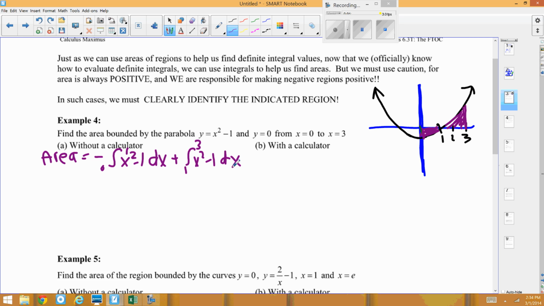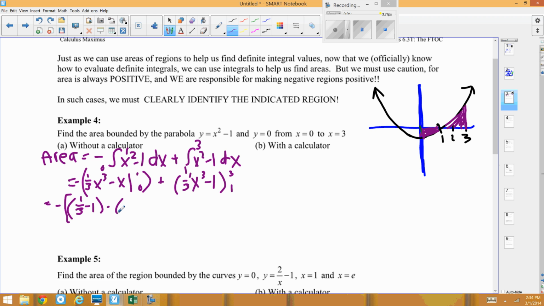Okay, so then you just do what we did the other day. You find the antiderivative. So 1/3 x cubed minus x evaluated from 0 to 1, and we got to make it negative when we're done. Plus the same thing, it's going to be 1/3 x cubed minus x evaluated from 1 to 3. All right, so evaluate. Negative, so we get, let's see, 1/3 minus 1 minus 0.